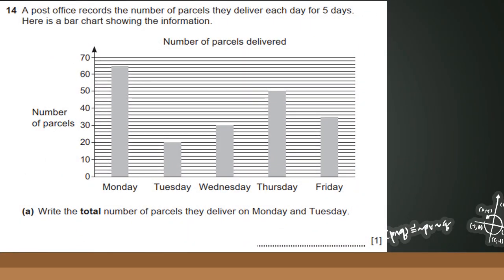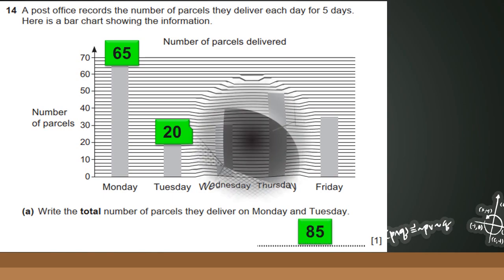We have here the records of the number of parcels they deliver each day for 5 days. Here's a bar chart showing the information. So for Monday, we need to count, it's between 60 and 70, so it's around 65. Tuesday, it's around 20. So write the total number of parcels they deliver on Monday and Tuesday. 20 plus 65 will be 85.